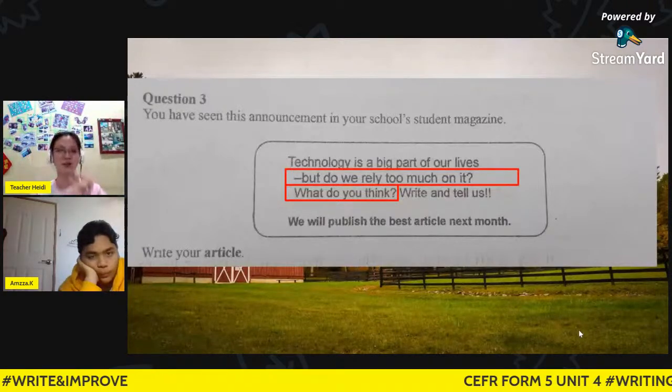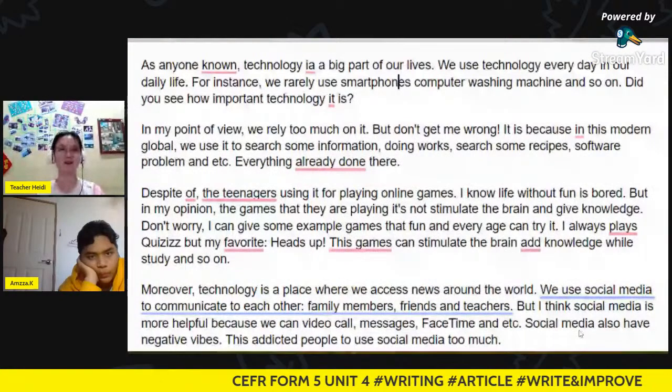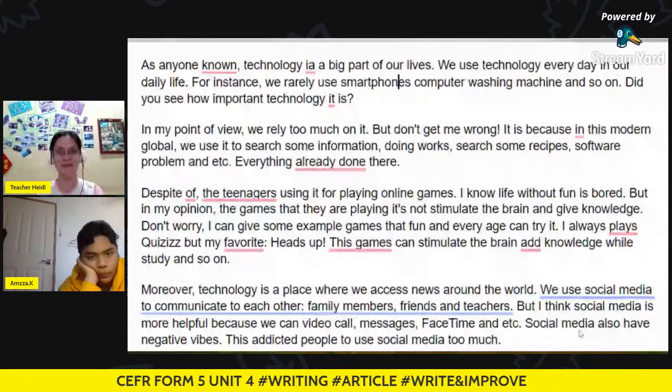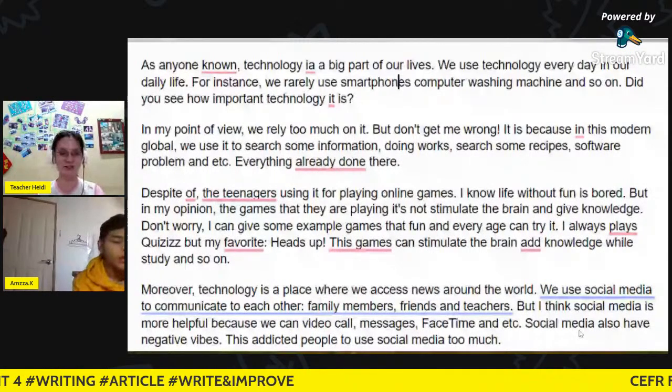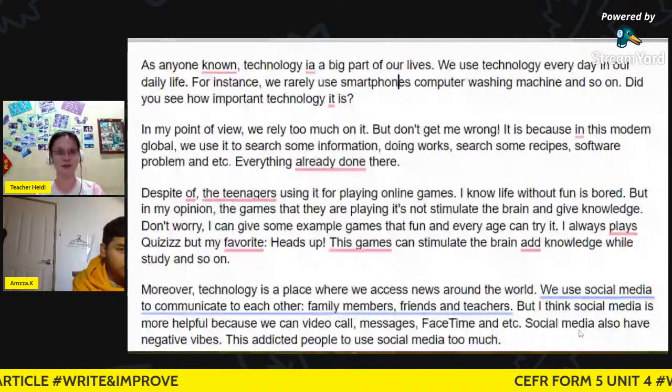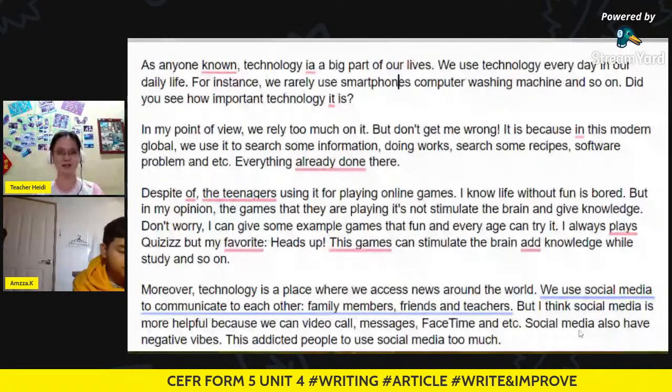Wherever you are, thank you for making the effort to write in the exam. I'm so glad that despite not writing before, you are still able to do it. So look at it. Amza, can you read?